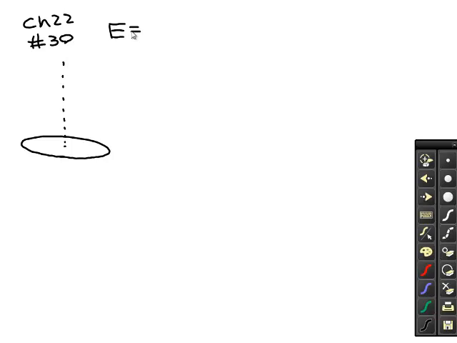Okay, so equation for a ring. And by the way, just for the recording, we're doing number 30, chapter 22. All right, so we've got a ring of charge. On the Z-axis, we know that E is equal to, now we didn't do the 4 pi epsilon naught thing, we did the K thing. So we said K, Q, Z over Z squared plus R squared to the 3/2 power down here.